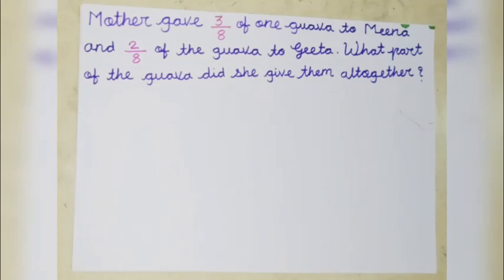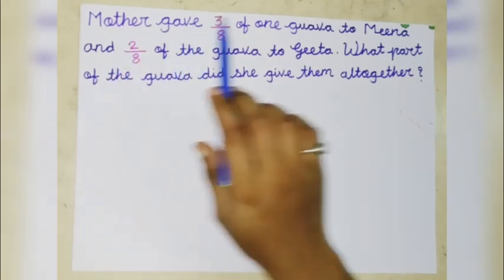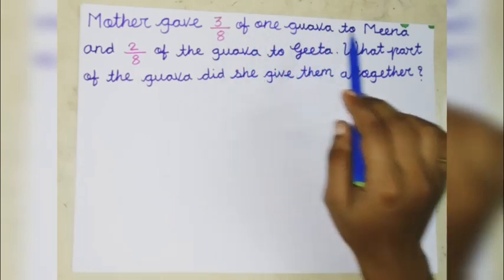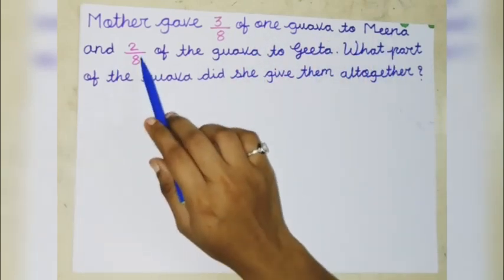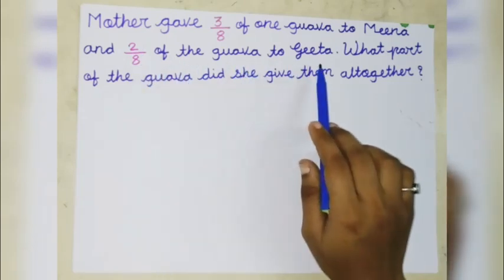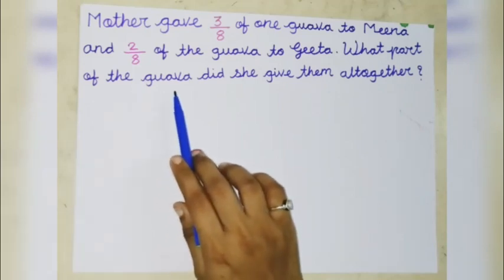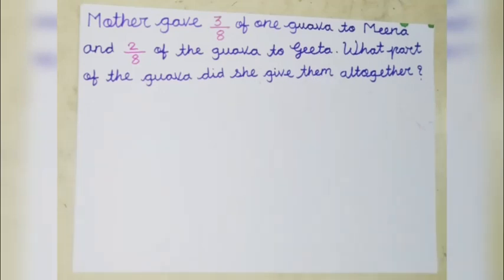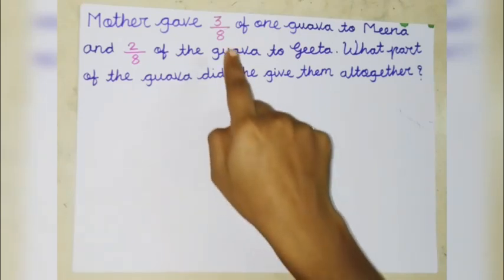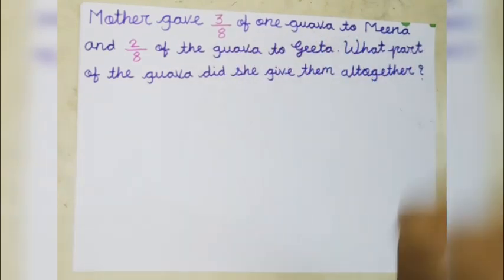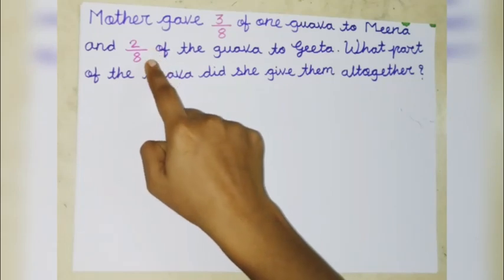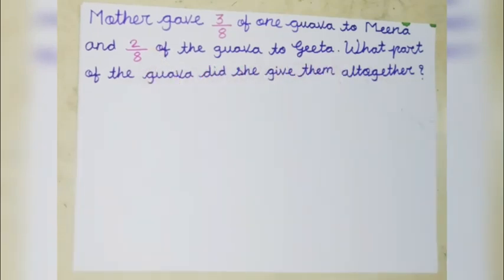Now we will see one word problem. Here, our word problem is, mother gave 3 upon 8 of one guava to Meena and 2 upon 8 of the guava to Geeta. What part of the guava did she give them all together? Children, mother gave 3 upon 8 of one guava to Meena and 2 upon 8 of the guava to Geeta. Means we have to find the total value. What part of the guava did she give them all together?